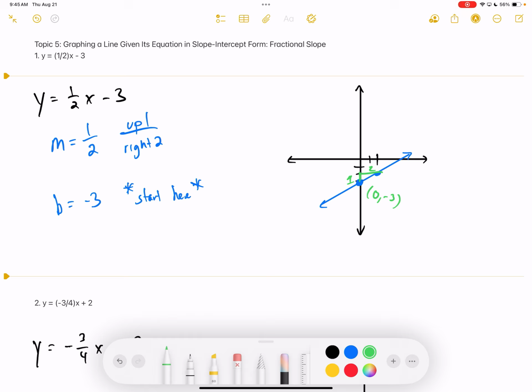By the way, we hadn't said this yet, but this is like the rate of change of the line, and it never changes. No matter where I'm at on this line, if I always go up 1 to the right 2, I'll land back on the line. Up 1, right 2, up 1, right 2. It always will work like that.